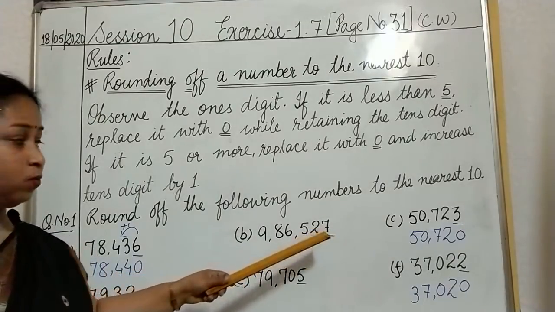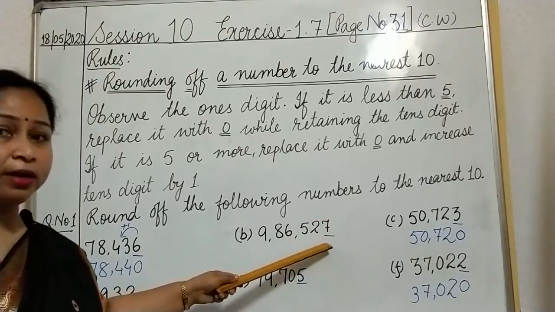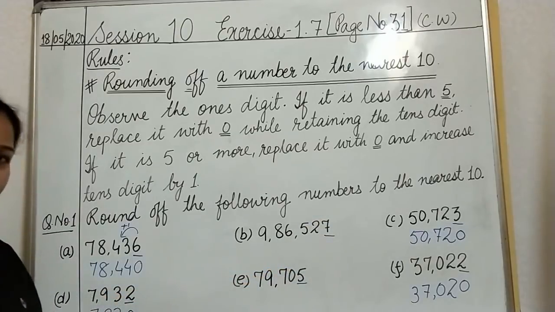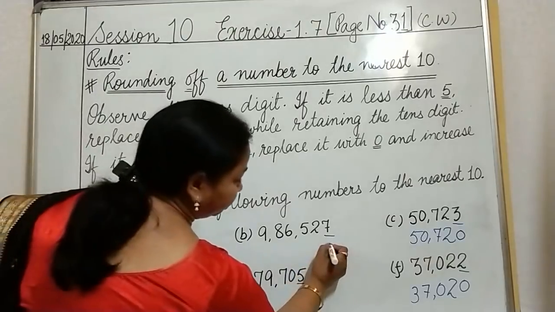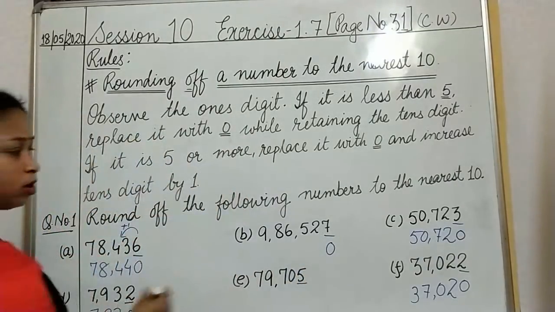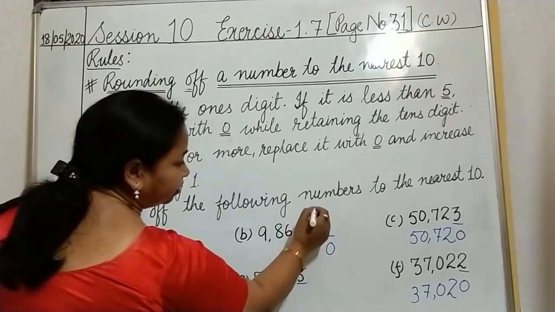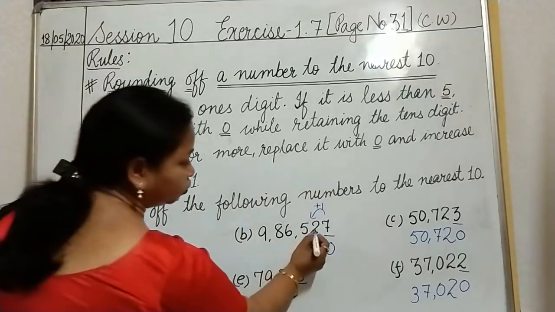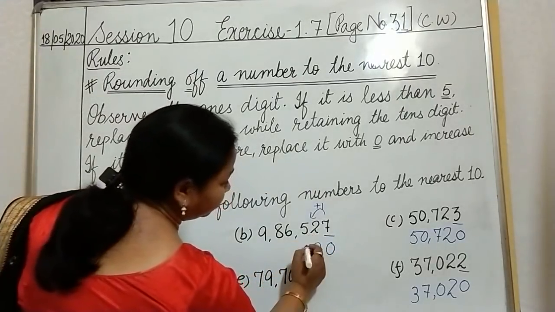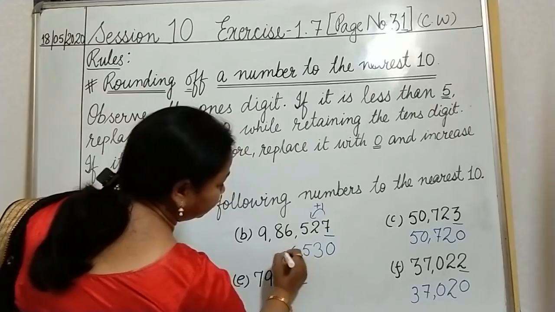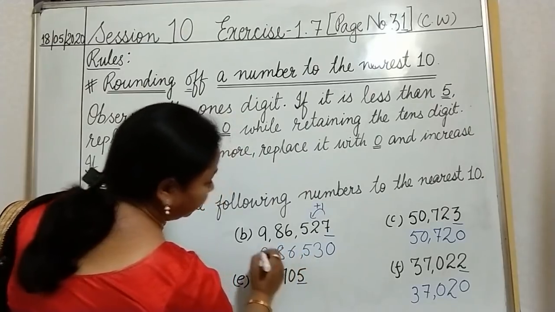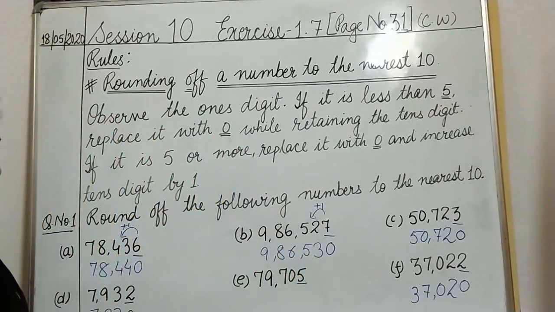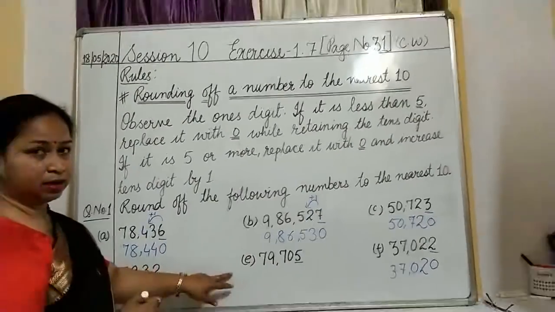Now look at the next question. This is 7, which is greater than 5. What we will do? Simple. We will just place a 0 over here. Then we will increase by plus 1 the tens digit. So this 2 will become 3, and then 5, and the rest of the digits will be copied as they are. Okay, see the changes. Now we are left with question number E.